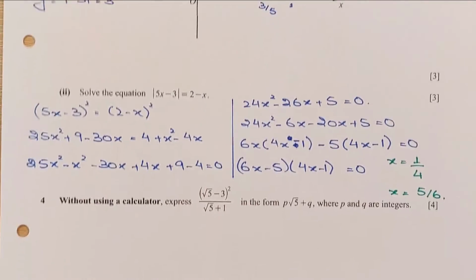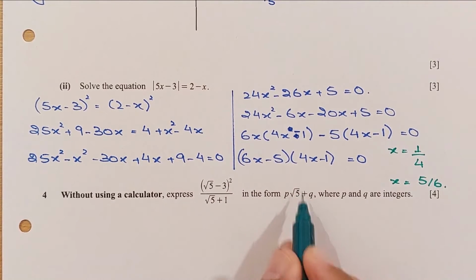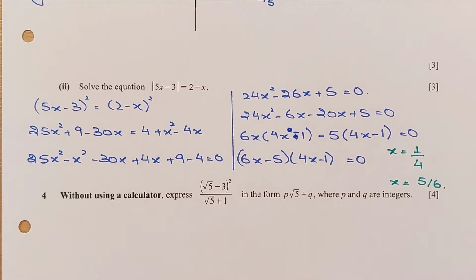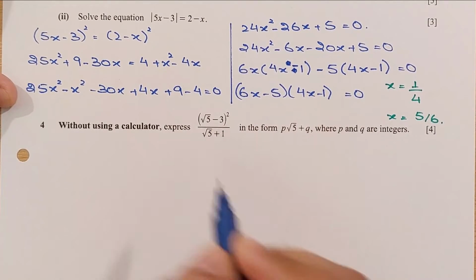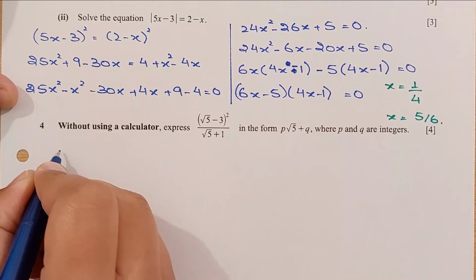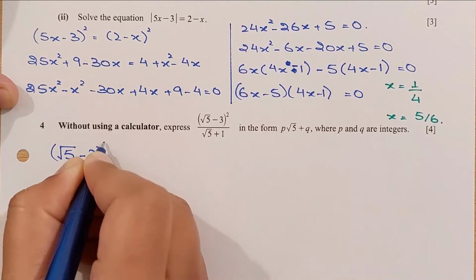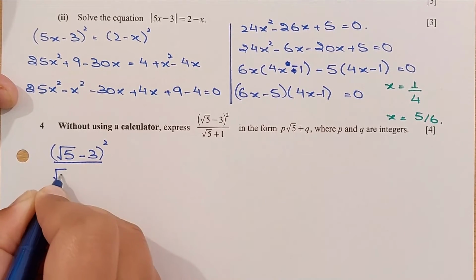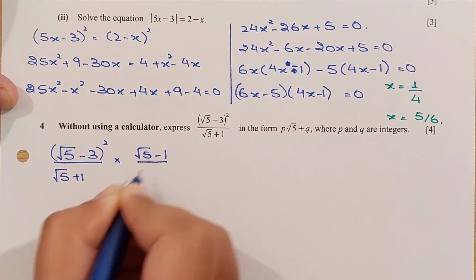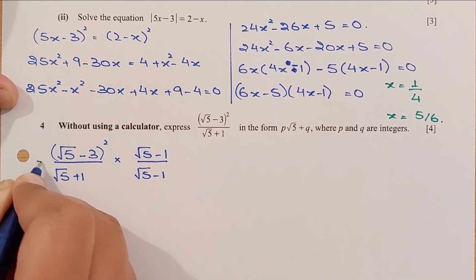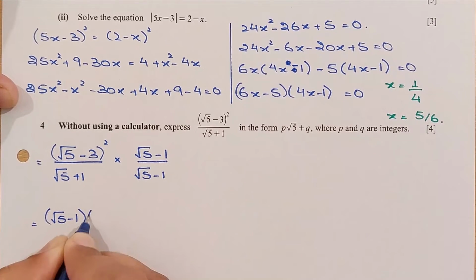Right. Now for question number 4, without using a calculator, express this expression in the form p square root of 5 plus q, where p and q are integers. So basically we have to rationalize it by multiplying and dividing by the conjugate of the denominator. So (square root of 5 minus 3) whole square divided by (square root of 5 plus 1), times (square root of 5 minus 1) divided by (square root of 5 minus 1). So by further simplification, we have (square root of 5 minus 1) multiplying by its square.